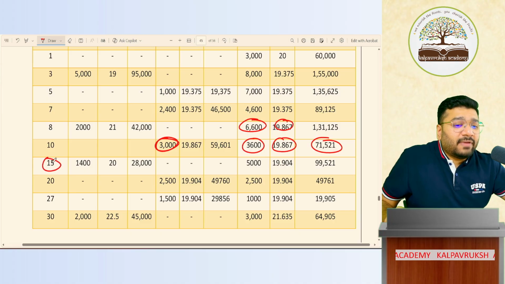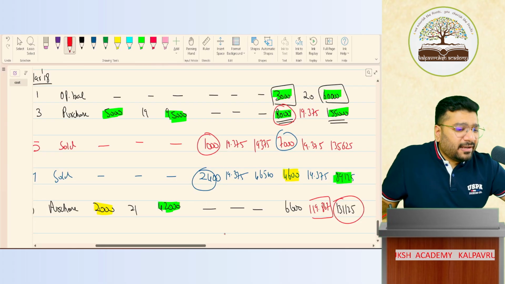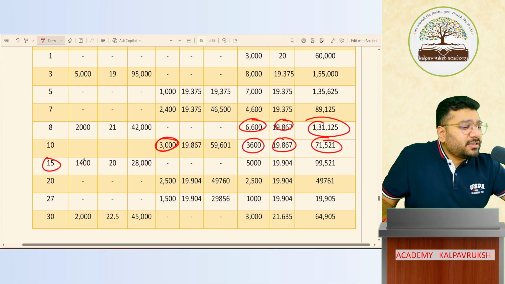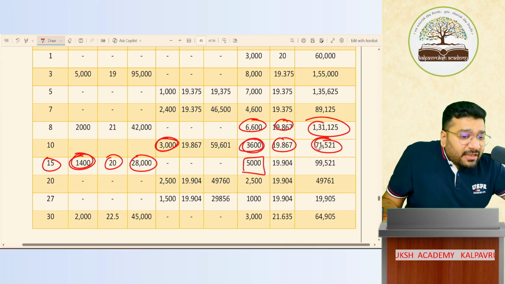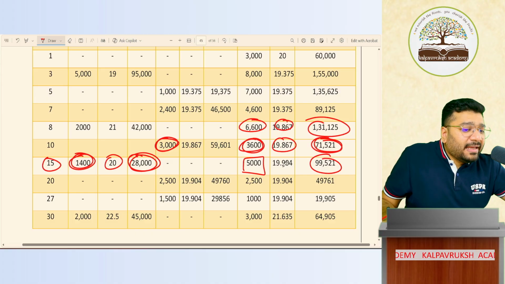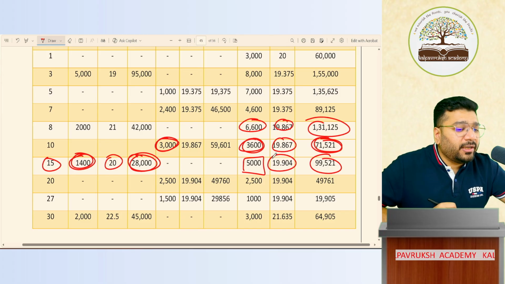Then on the 15th, the value is not matching. A rounding difference will come. 131,125 is coming, no? See, a rounding difference will be there. Ignore that. So on 15th March, 1,400 kg purchased at 20 each, 28,000. Now 3,600 plus 1,400 is how much? 5,000. 71,521 plus 28,000 is 99,521. If I divide, I'll get 19.904. Got it? This will keep on continuing. This is the weighted average method.